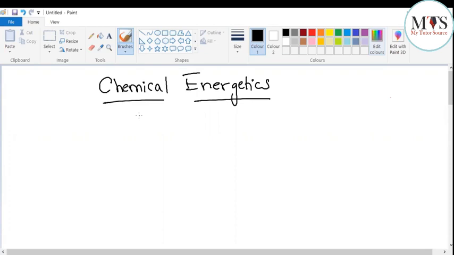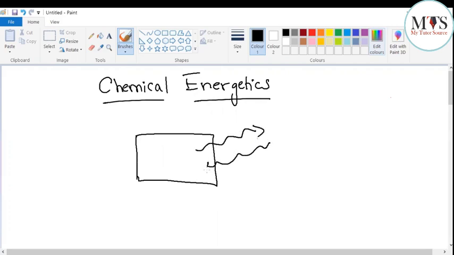Okay, very good. Exactly. So basically, all the reactions that give or take in energy are involved in chemical energetics. Because, if I say that this is a closed box or a container and I have, let's suppose, a chemical reaction occurring in it, I have two instances that can occur. Either energy can go out of the system, or the energy can simply enter into the system.